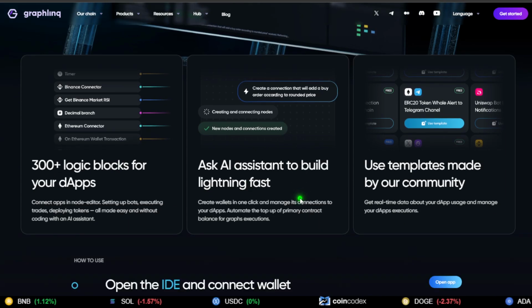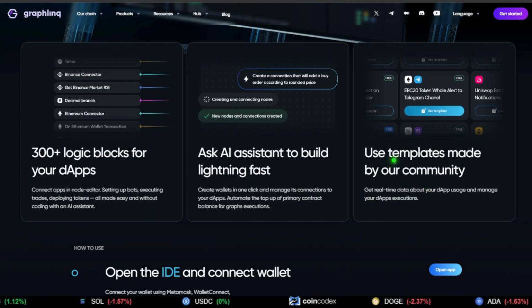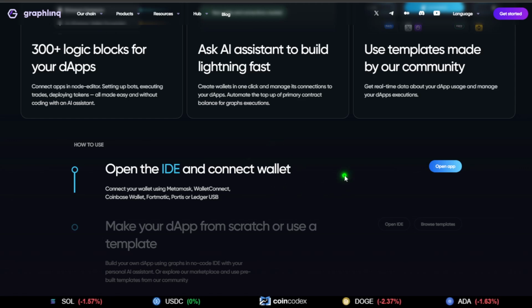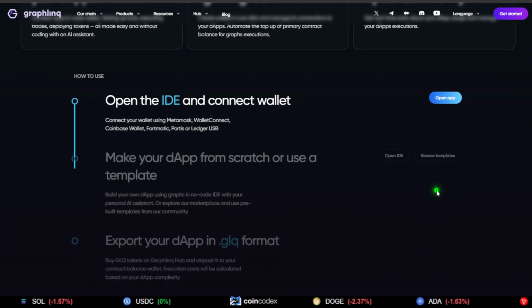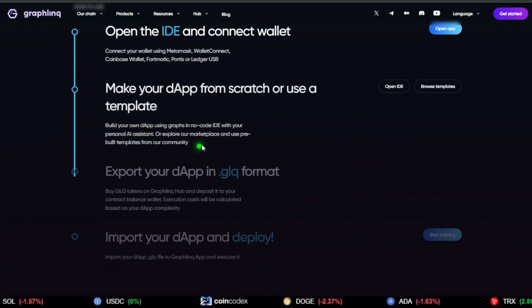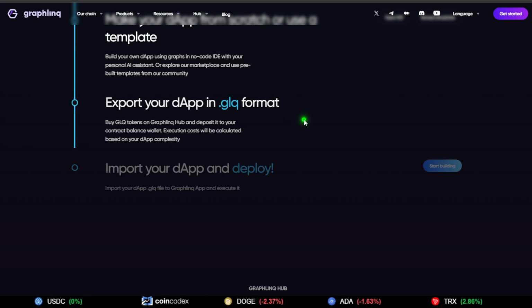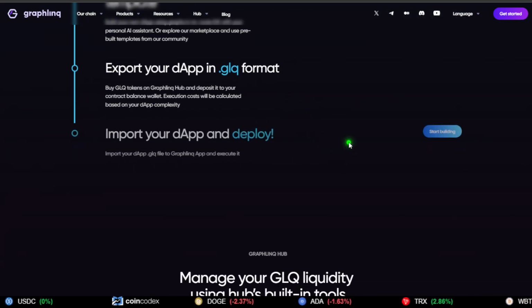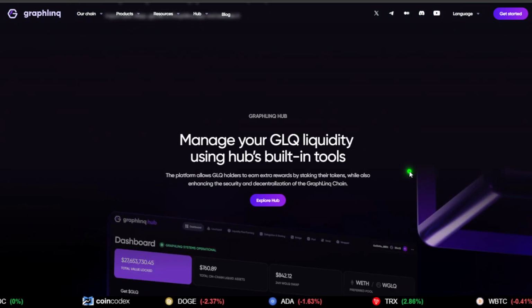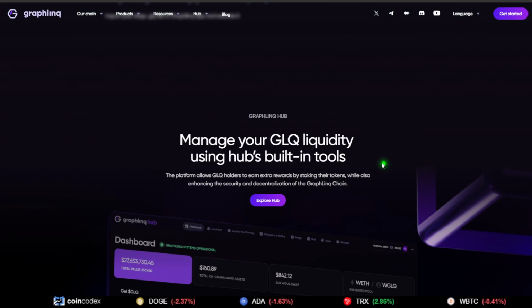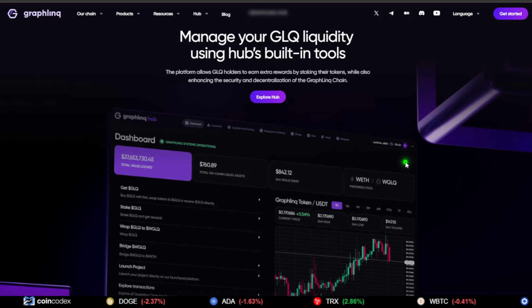There's 300 logical blocks that you can use to create your application. Open the IDE and connect a wallet. Great. And then as you keep on going, it kind of gives you instructions on how to get going here. Export your dApp in this format and deploy. Start building. Okay, cool. Manage your GLQ liquidity using Hub's built-in tools.